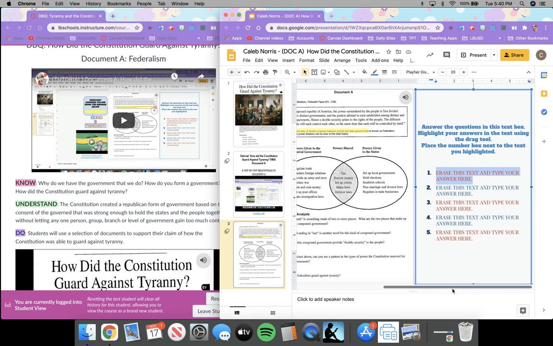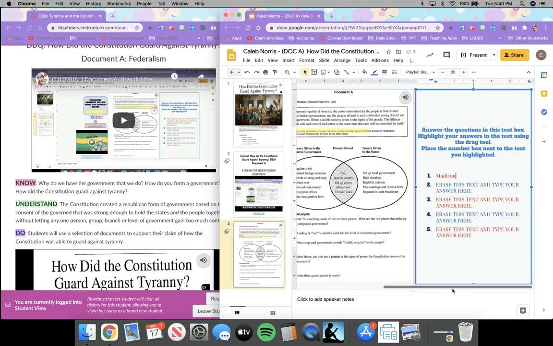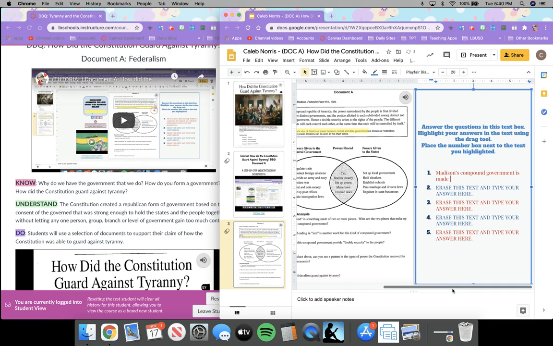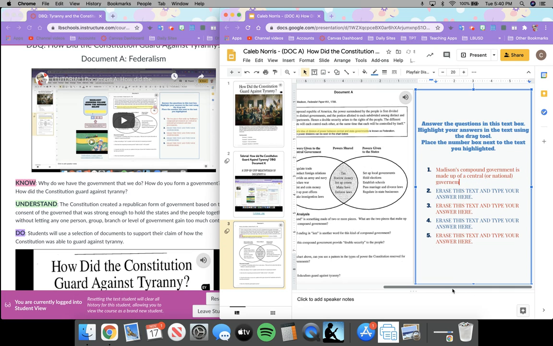My answer, which you can write as well: Madison's compound government is made up of a central, and in parentheses, or national government, and state governments. Okay. I'm going to go ahead and give you a second to write that down. If you need to pause the tutorial and copy that answer, please do so.